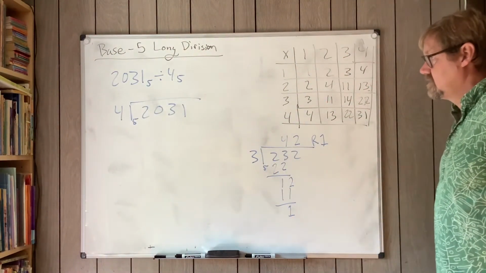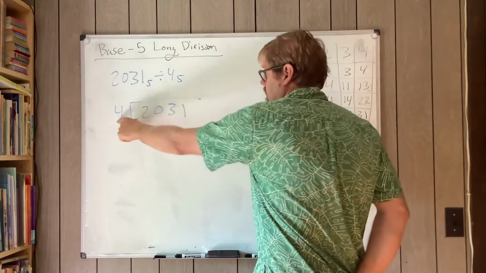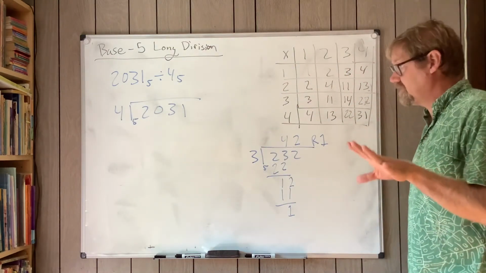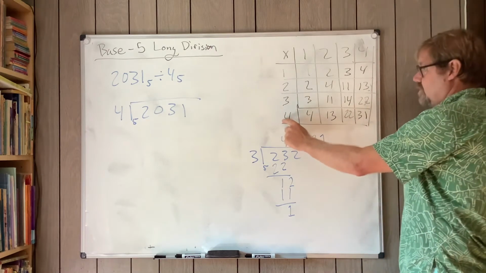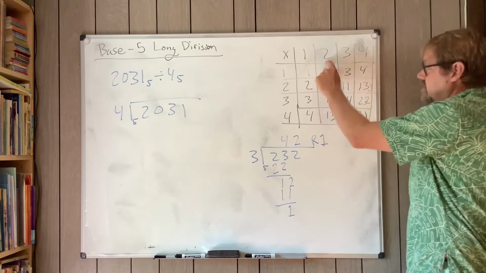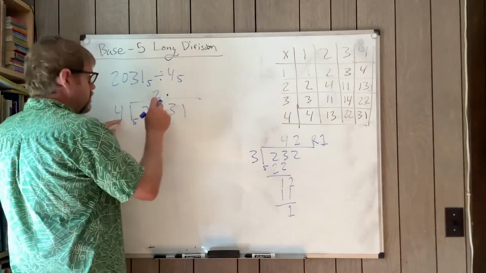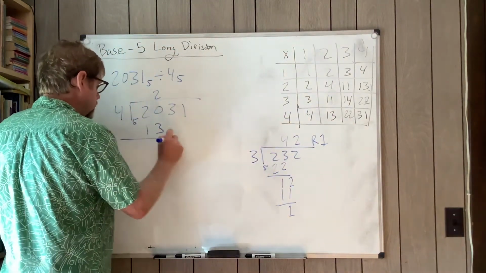Okay. All right, so now I need to do 4 doesn't go into 2. How many times does 4 go into 2? Now don't do 4 times 5 is 20, because remember we're doing base 5. So here's what I'm going to do. 4, oh, that's too big, it must be here. So I'm going to do a 2. 2 times 4 is 1, 3. Okay.